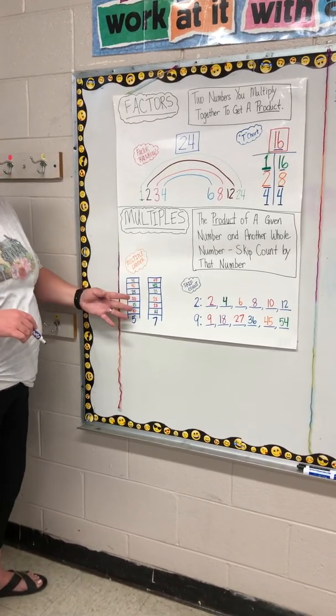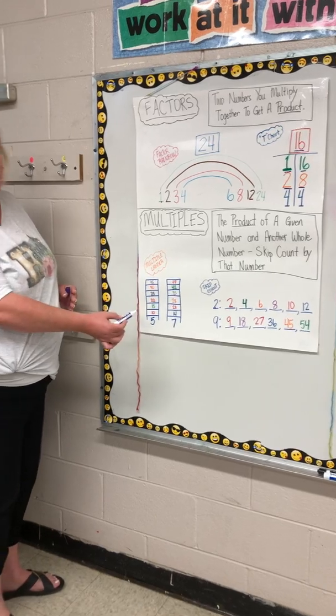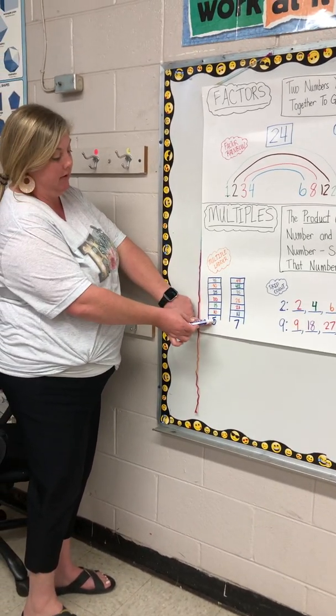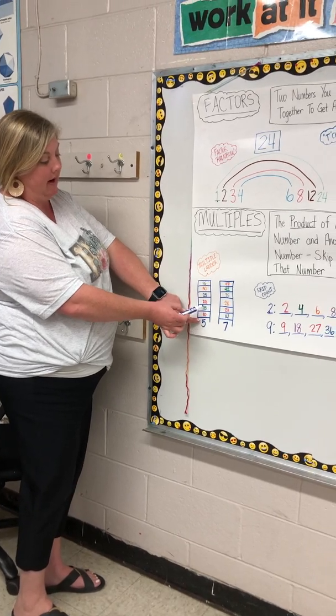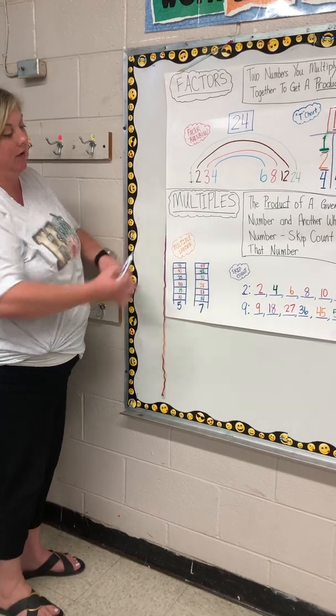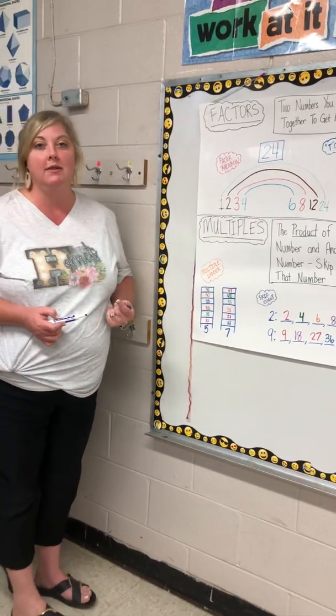Okay, here's another way, a multiple ladder. And you start with the number you want to come up with the multiples of, and you just go up. Skip count, 5, 10, 15, 20, and so on, or skip count 7, 14, 21. This is just a way to help you see your multiples.